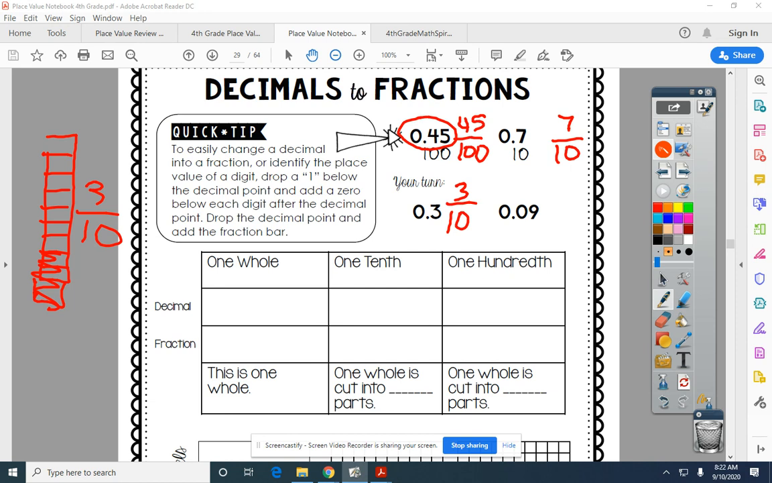Okay. So what place is this 9 in, Andrew? Is that the tenths or the hundredths? So that's 9 over 100.